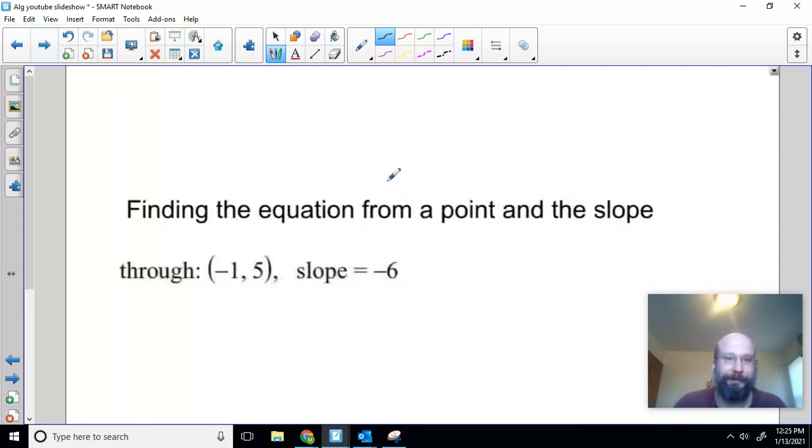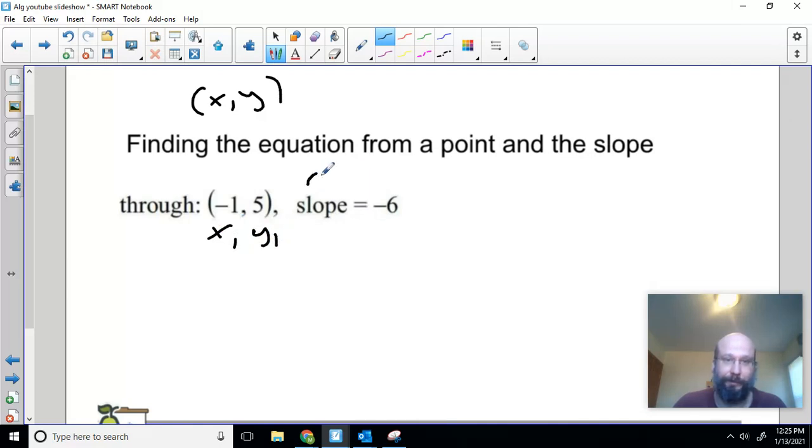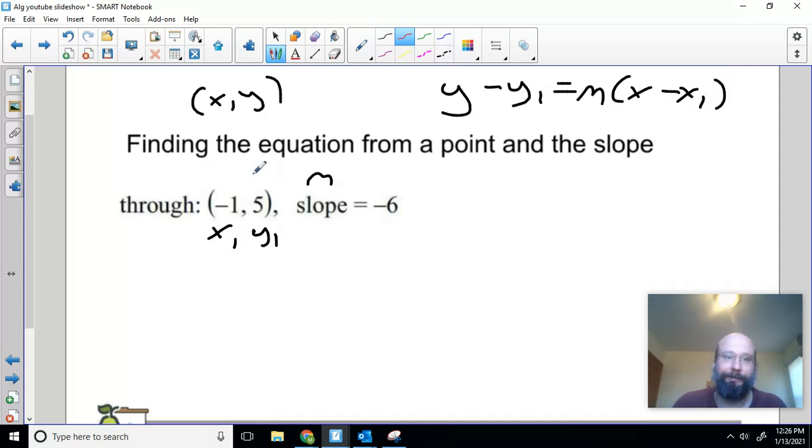So let me give you an example. Again, just like last time, we know that a point is x and y. So this must be x1 and this must be y1, and slope is m. So your slope's -6. Again, your formula is y minus y1 equals the slope times x minus x1. So you're just plugging in these numbers, whatever value you have for x1, y1, and the slope into this formula, and then simplifying.